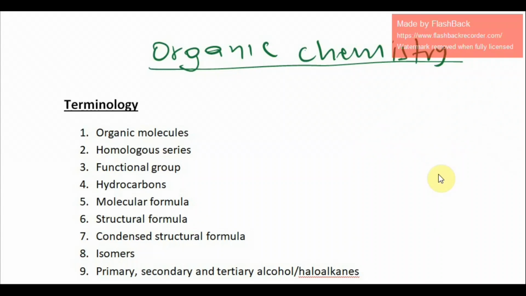Good day, grade 12s. Today we are doing organic chemistry. We are going to talk about the terminology, that is organic molecules, homologous series, functional groups, hydrocarbon, molecular formula, structural formula, condensed structural formula, isomers, and primary, secondary, and tertiary alcohol or haloalkane.